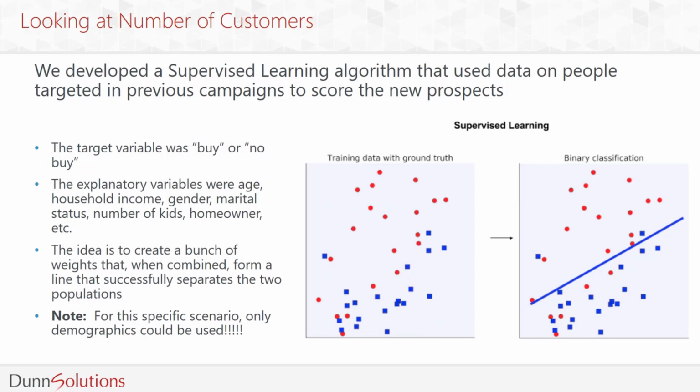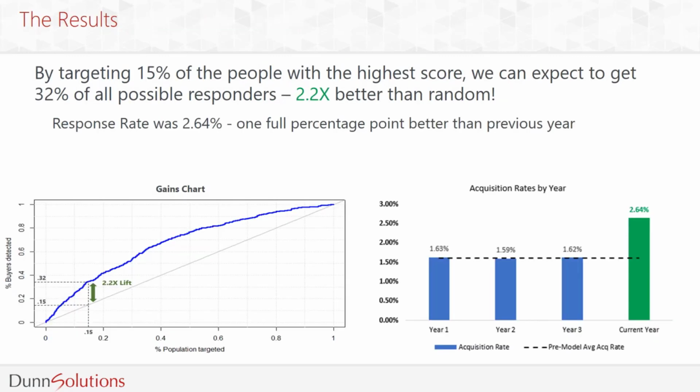And basically, the idea was for the machine learning to create a bunch of weights that, once combined, form some kind of line that successfully separates the population of the buyers from the non-buyers. Using that model, we assigned every person of the 950,000 people on the prospect list a probability score, and that indicated the probability of them responding to an offer and subscribing to the service if they received the offer.